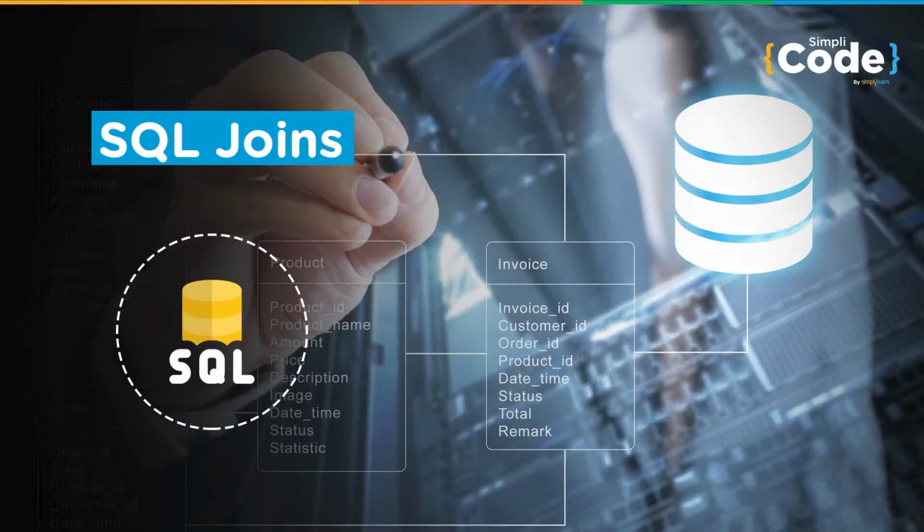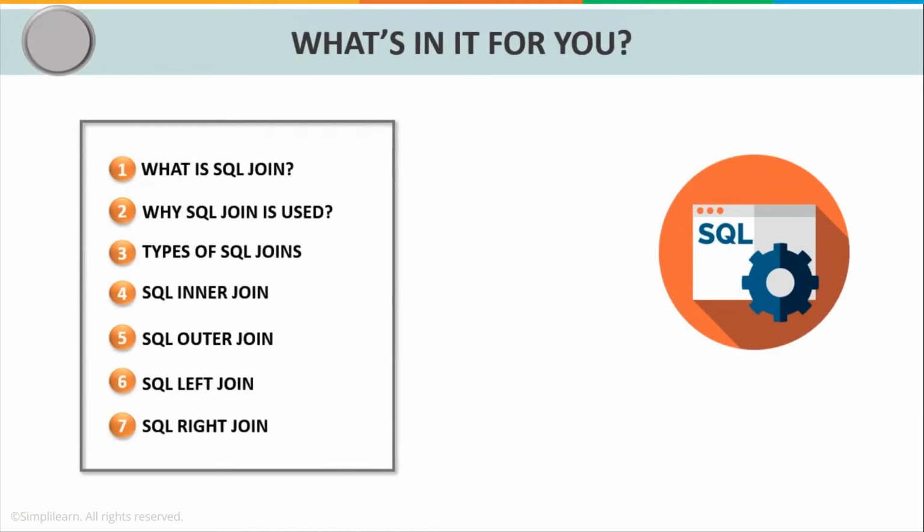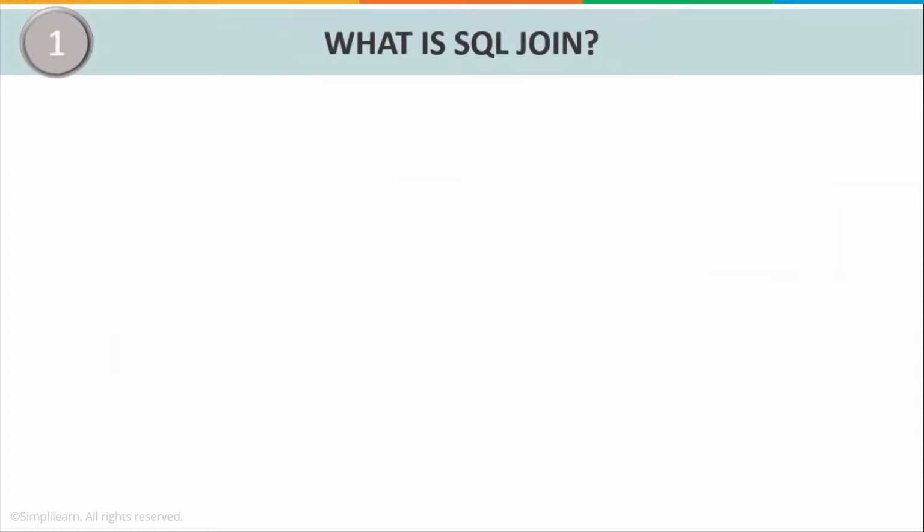SQL joins by SimpliCode. Firstly, let us discuss the agenda for today's session. We'll start the tutorial by understanding what is SQL join, and then we'll discuss why we use SQL join, and then we'll go through different types of SQL joins such as SQL inner join, SQL outer join, SQL left join, and finally SQL right join. So without any further delay, let us dive straight into today's topic.